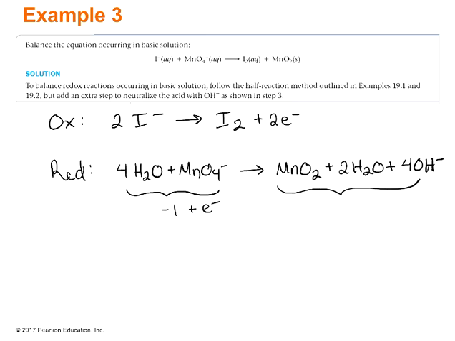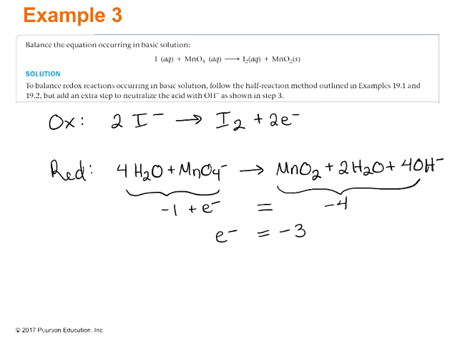On the right-hand side, we have a neutral manganese 4 oxide molecule, 2 neutral water molecules, and then 4 negatively charged hydroxide ions. So the total charge on the right is -4. So -1 plus the number of electrons is equal to -4. All right, so the number of electrons will be 3. And it is negative because they're negatively charged, so that works out.